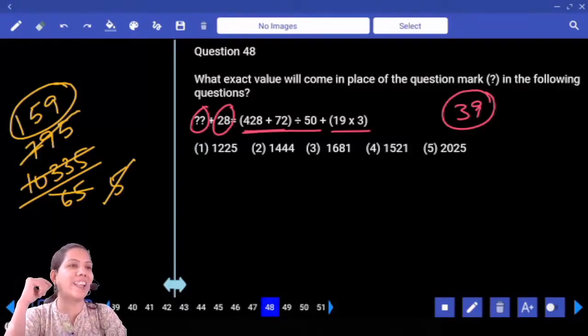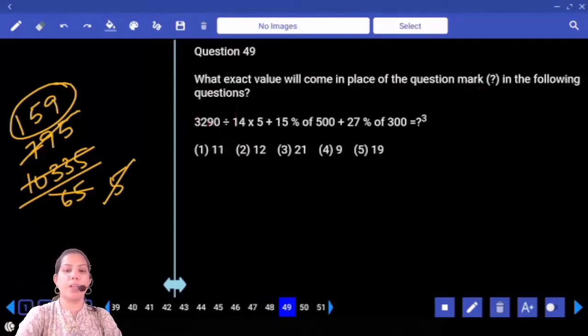Less than 40, greater than 40. 1681, is it a perfect square? Yes or no? That is a square of? 1444? 30? 1225? 35? 2025? 45?